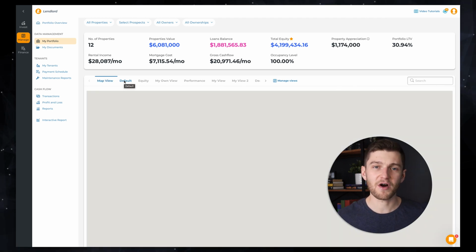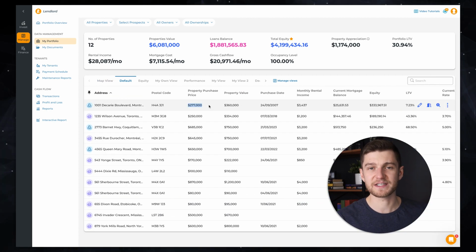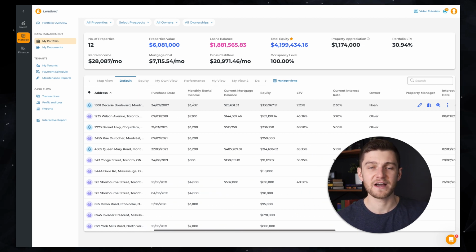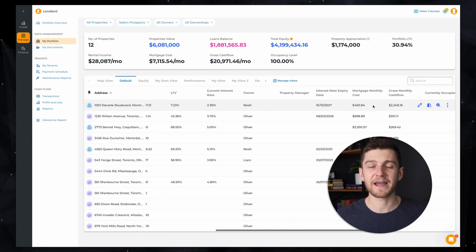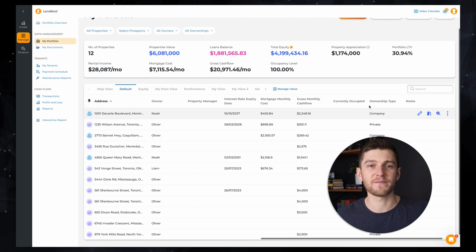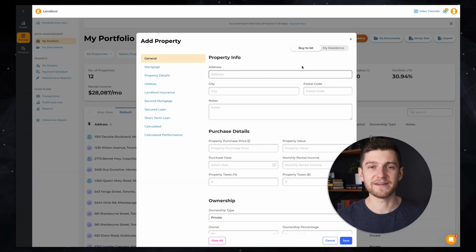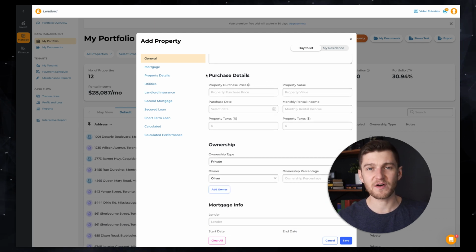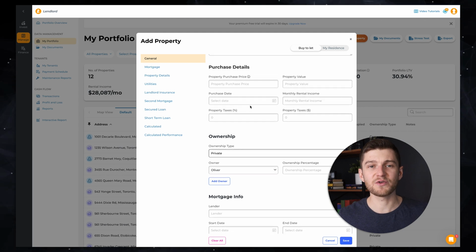For example, the top property here located in Montreal has a purchase price of $277,000 and a current property value of $360,000, along with all of the property's financials that you'll input when adding a property to your portfolio. In fact, let's do that right now, clicking on this Add a Property button right here. Once you click on this button, you'll be presented with a pop-up box that asks you to first fill in the property's info, purchase details, and ownership split to get things started. I'll do that right now.